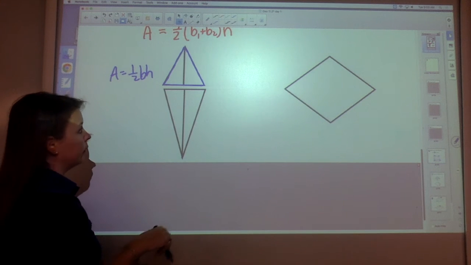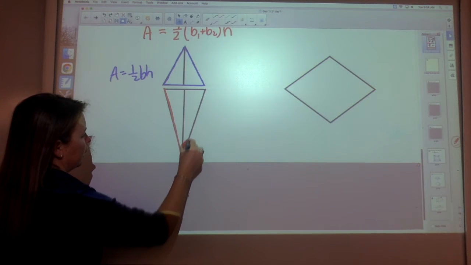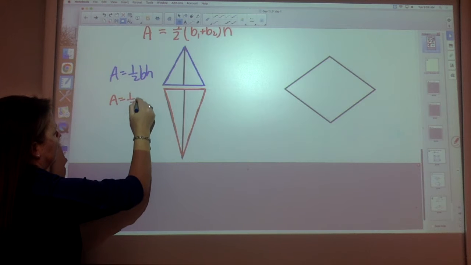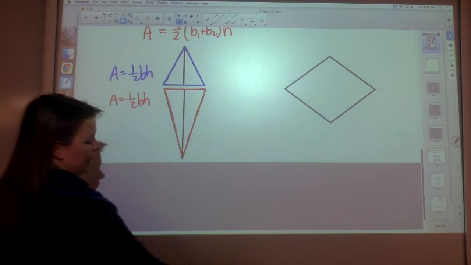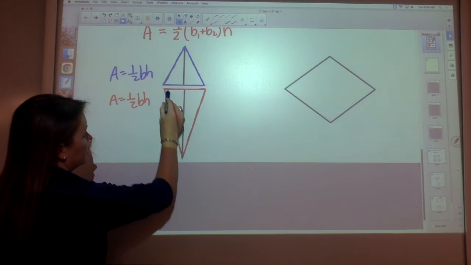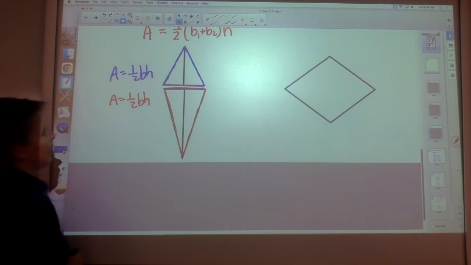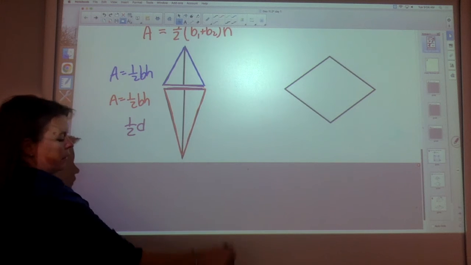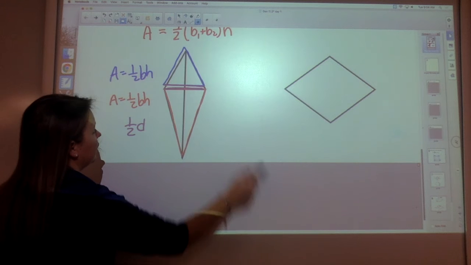Don't write this down. And we also have to take the area of this triangle, which is also 1/2 base times height. We'll look at their base. Their base is right here. They have the same base. But that base is also a diagonal of the kite. If I piece this back together, that's a diagonal of a kite.